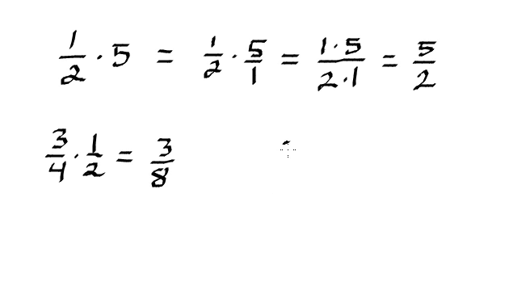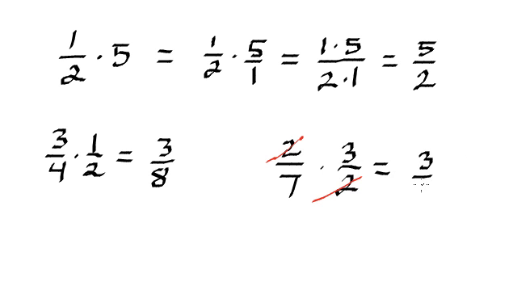Alright, let me do another one here. 2/7 times 3/2. Now, as you can see here, we have a 2 in the numerator, a 2 in the denominator. You can actually cancel these out and then do the multiplication, which is going to end up becoming just 3/7. We'll work some more examples of those.